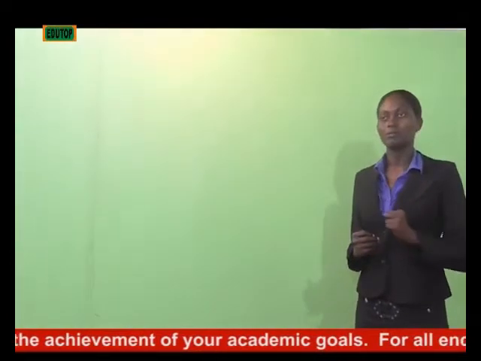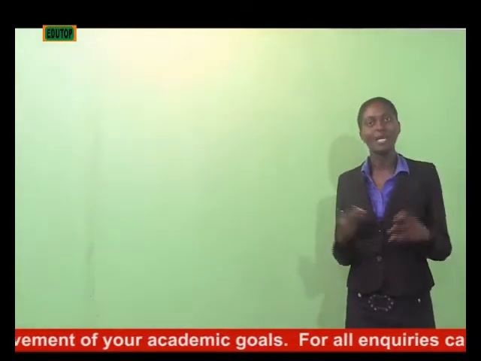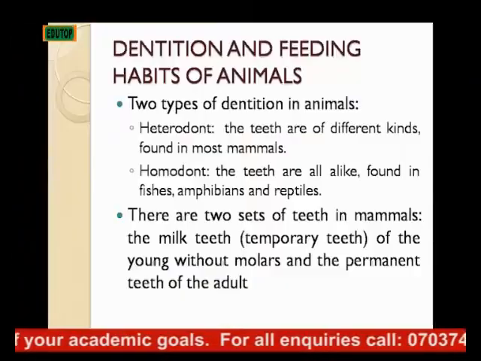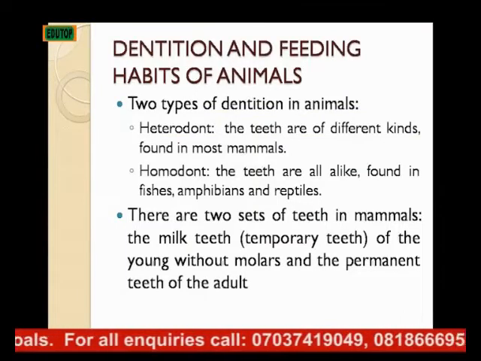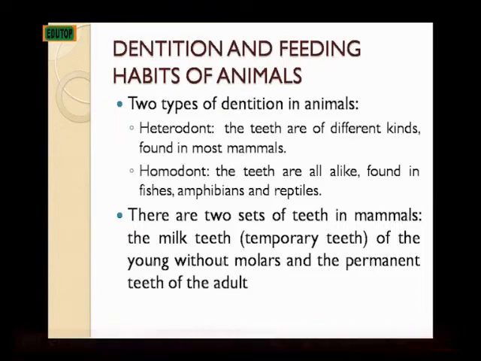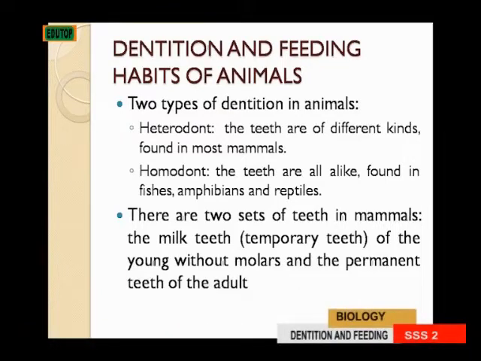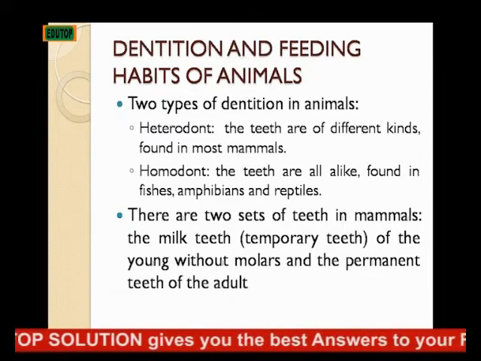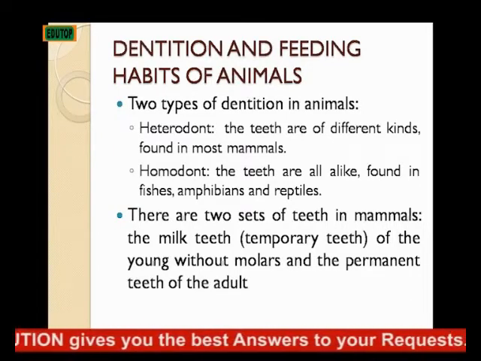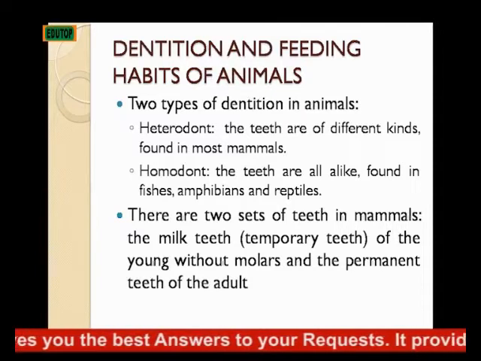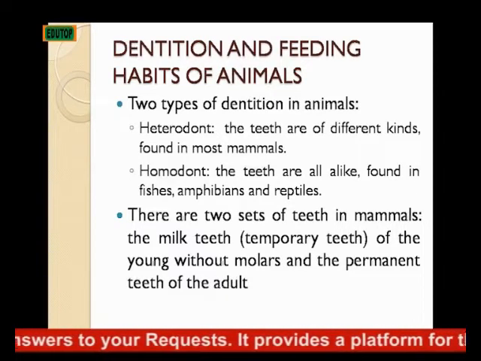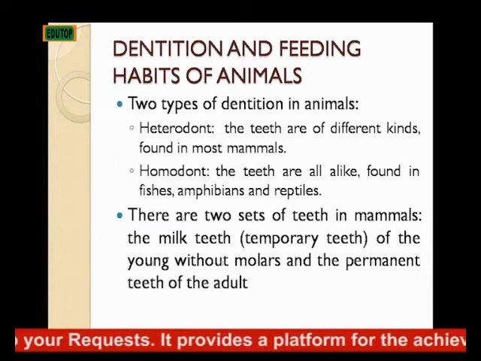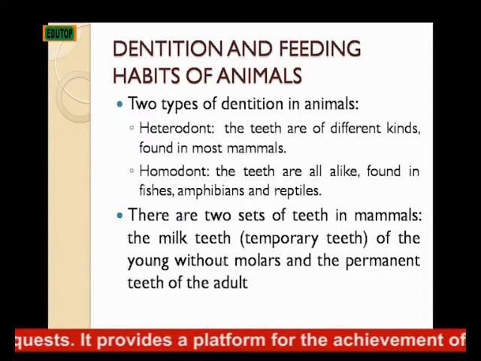And in mammals, or in animals generally, we have two types of dentition. We have what we call the heterodont dentition and the homodont dentition. Heterodont dentition has different kinds of teeth. In that type of dentition, you find different types of teeth, and this is usually found in most mammals. While in homodont dentition, the teeth are alike in shape and in size. So it's the same type of teeth that the animal possesses.